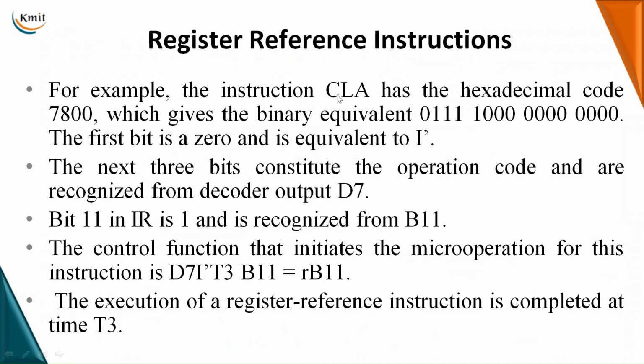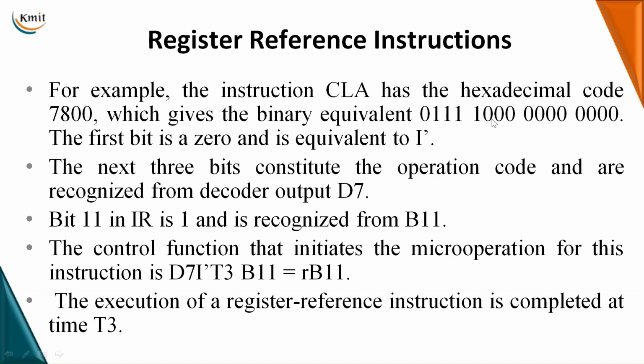If you see an example, the CLA instruction, clear accumulator, has a hexadecimal code of 7800, which means 7 is represented by 0111 and 8 is represented in binary form as 1000. So in 7800 the first bit is 0, and it is the I bit in the instruction format. The I bit is 0 and the opcode is 111, which means it is a register reference instruction. The next 3 bits constitute the operation code and are recognized from the decoder output D7, and the control function will be D7 I dash T3.